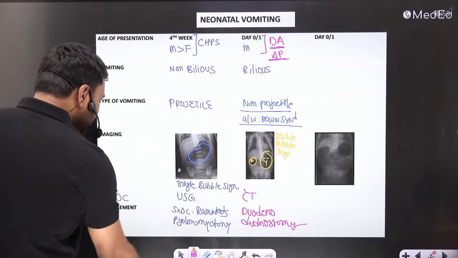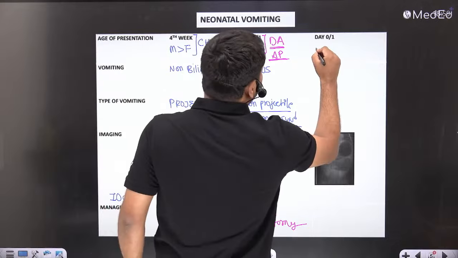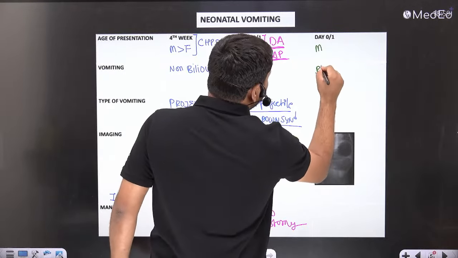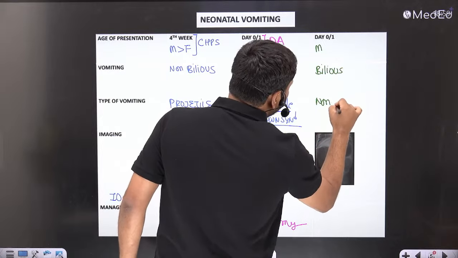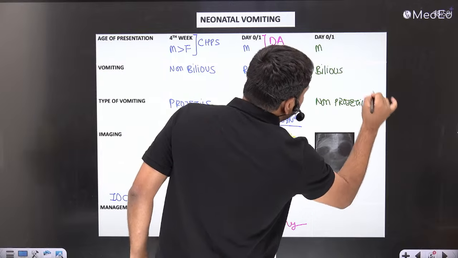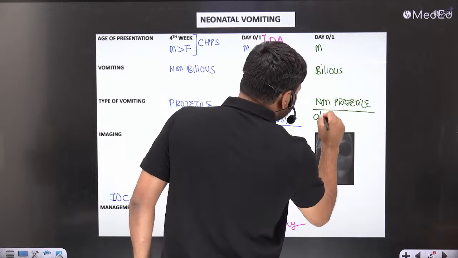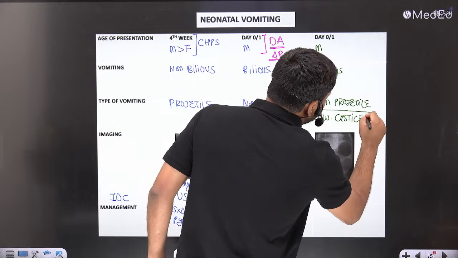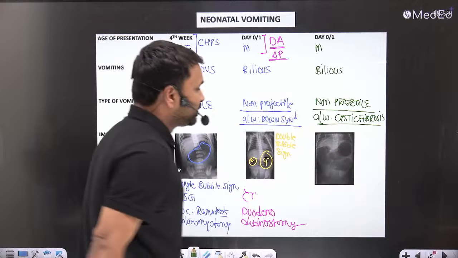Moving to baby number 3. What is the problem in baby number 3? Day 0, day 1 of life. Again, let's say male baby is here. The vomiting the baby is going to present with is bilious and non-projectile. To make your life easier, it is associated with cystic fibrosis. In fact, this disorder is only associated with one congenital disorder, that is cystic fibrosis.